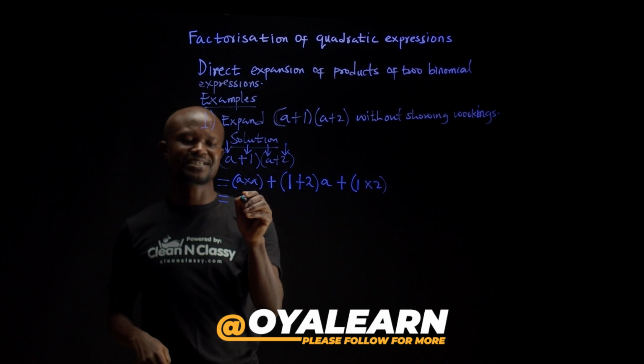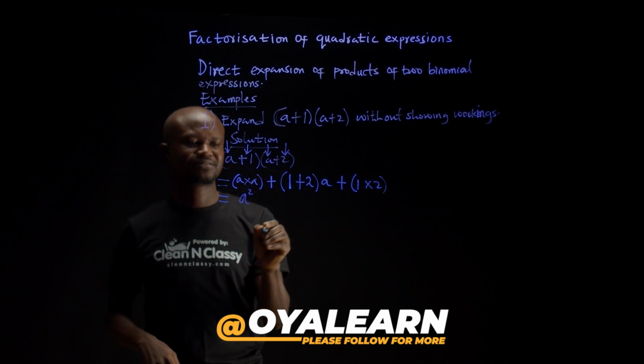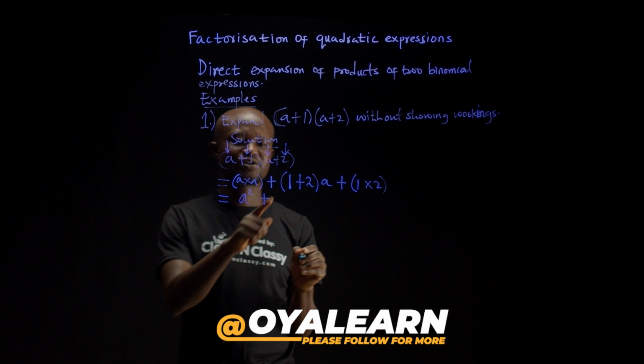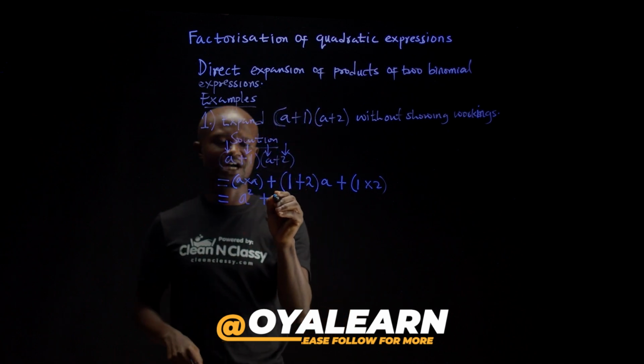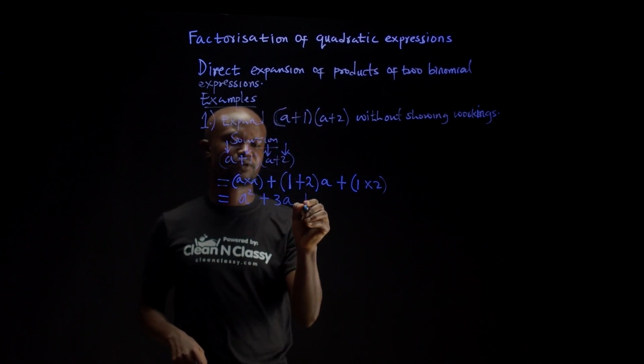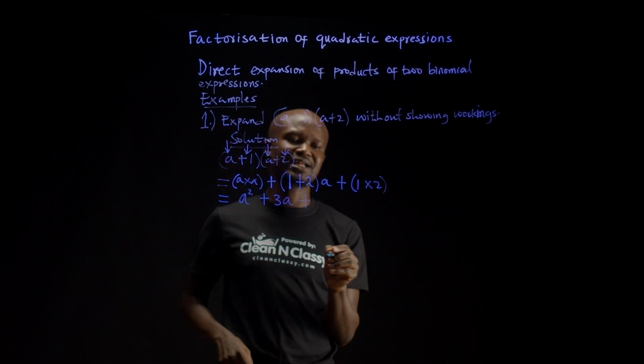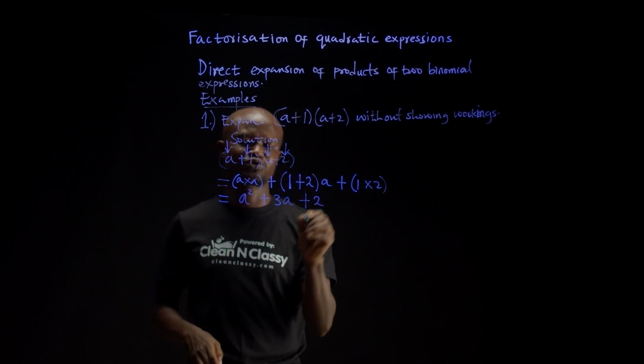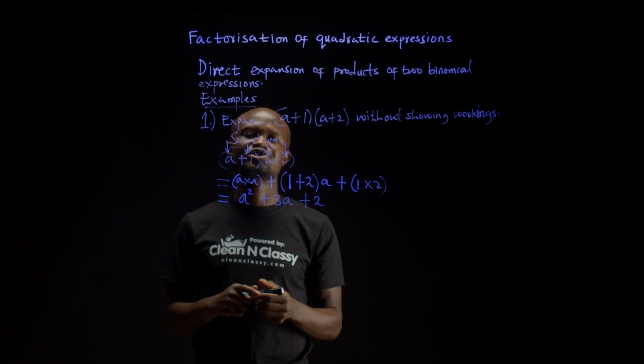So what do we have here? This is going to be A squared, plus 1 plus 2, what do we have? This is 3A. Plus, what do we have? 1 times 2. That is 2. That is the solution to the problem.